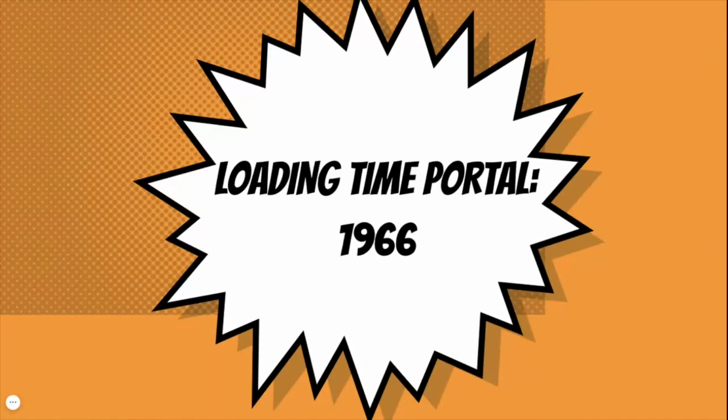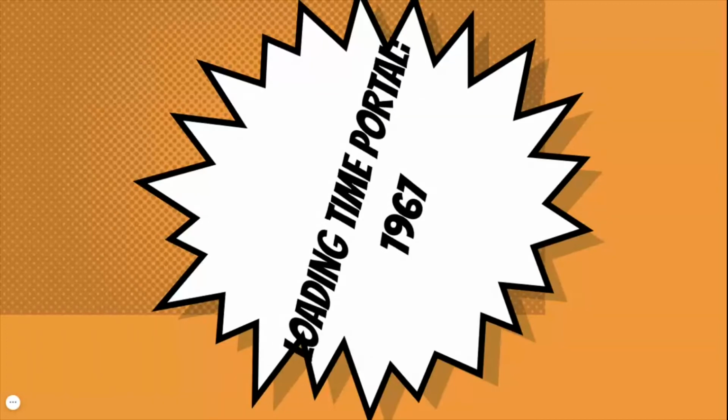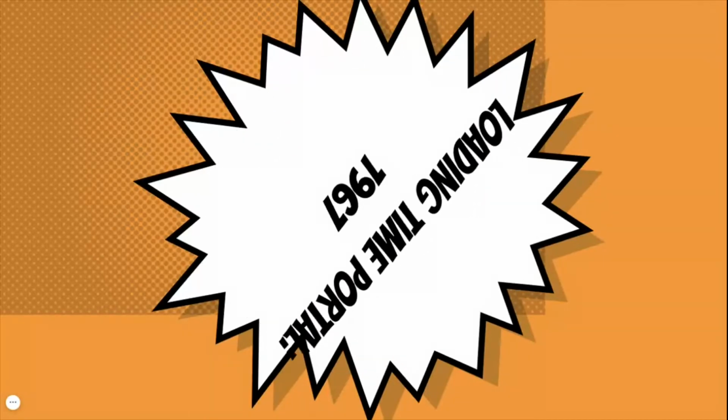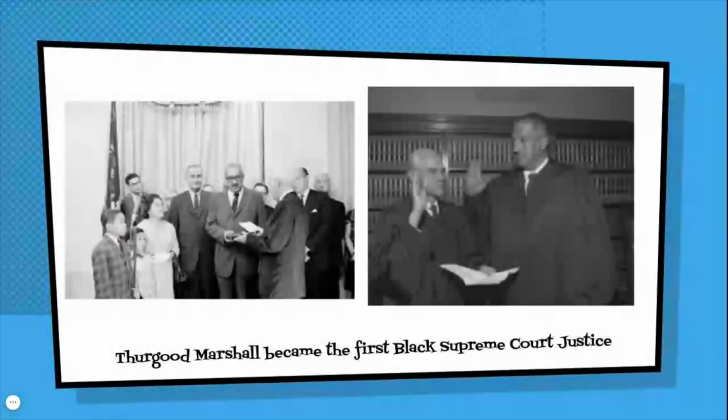Moving on to 1966. Whew! How the Grinch Stole Christmas made its TV debut. Whew! 1967 already? I wonder if you're tired, because I am. Thurgood Marshall became the first black Supreme Court justice. I tell you, here in 1967, that felt like heaven.